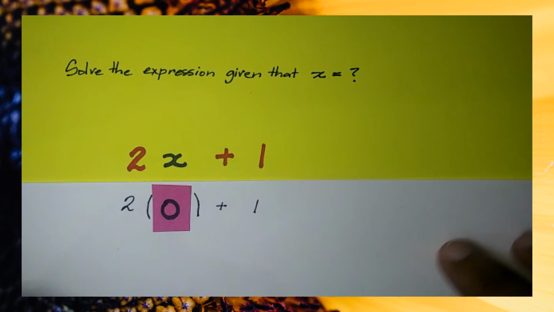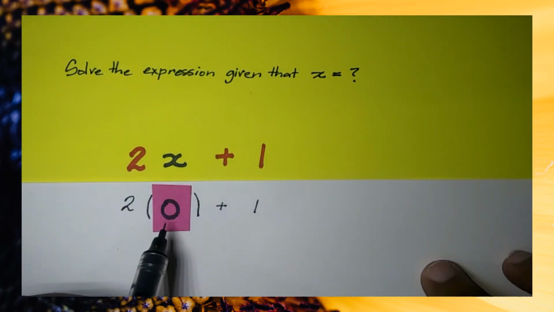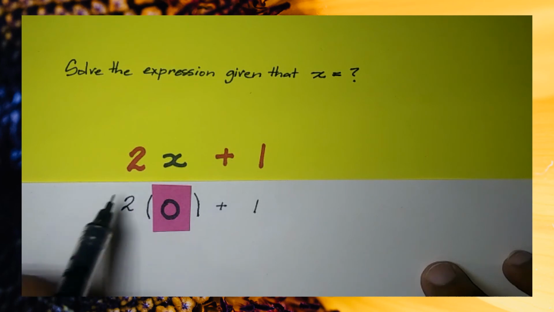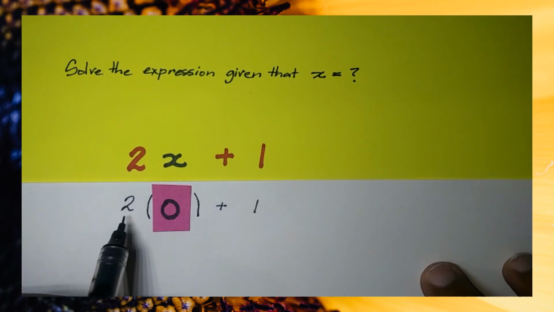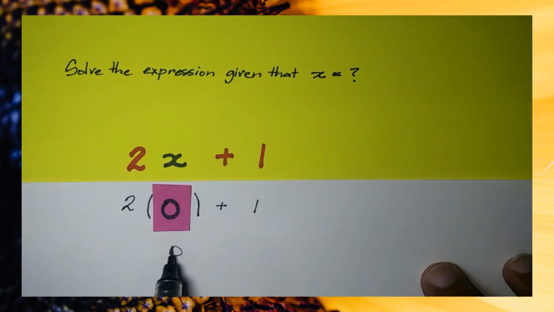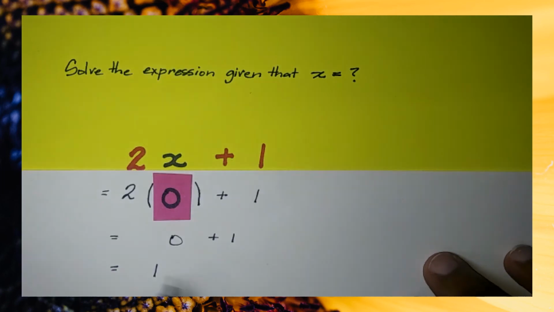Good. Now remember the distributive law. What's on the inside of the brackets, I multiply it by what's on the outside of the brackets. So 2 times 0 is simply 0. Am I finished? No, I have this plus 1 to throw on. So 0 plus 1 will give us 1. So the value of this expression when x is equal to 0 is simply 1.